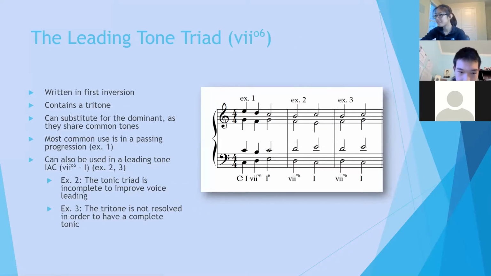Okay, so we also have the leading tone triad, which could also be a 7 diminished 6. So 7 diminished 6 is written in first inversion and contains a tritone. It can be substituted for the dominant as they share common tones. And the most common use is in the passing progression.